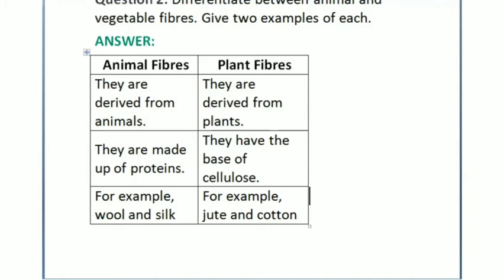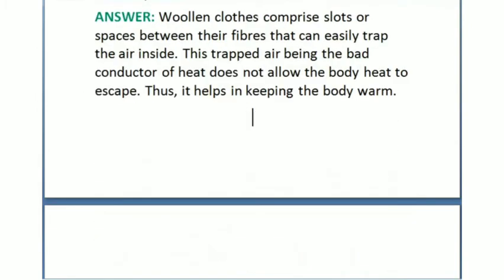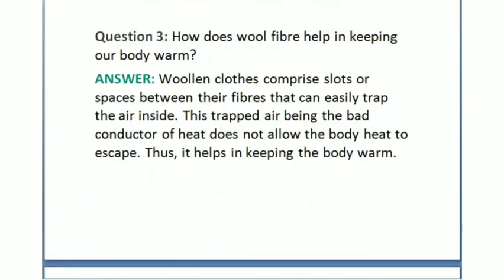Okay, so moving further, question number 3. Question 3 says that how does wool fiber help in keeping our body warm? As woolen clothes comprise lots of spaces between their fibers that can easily trap the air inside. This trapped air, being a bad conductor of heat, does not allow the body heat to escape. Thus it helps in keeping the body warm. So this is the reason behind this, right?